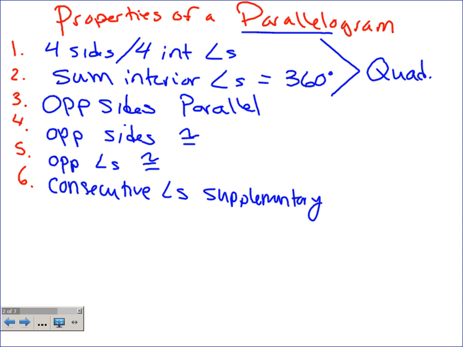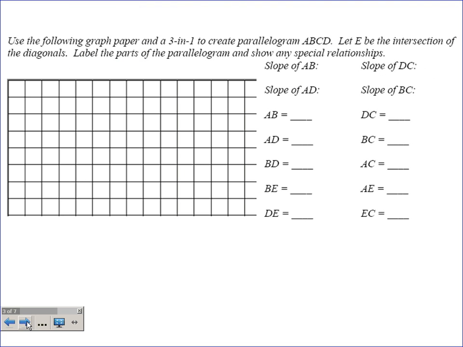You guys have your 3 and 1 in front of you. Here's what I want you to do in your 3 and 1. The very first part says, use the following graph paper in your 3 and 1 to create a parallelogram named ABCD. So you need to draw one. Let E be the intersection of the diagonals. Basically draw the diagonals in there and mark that E. Label the parts of the parallelogram and show any special relationships. So I'm going to pass this out to you guys. I want you to work on this for just a second.